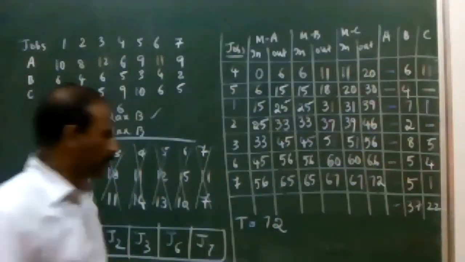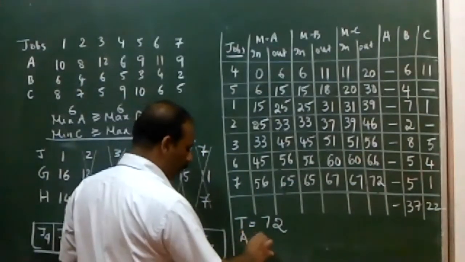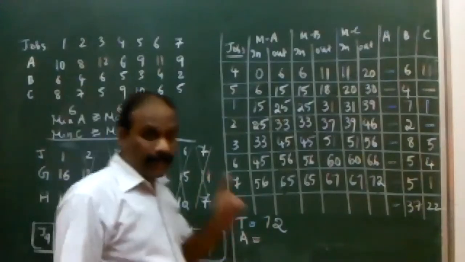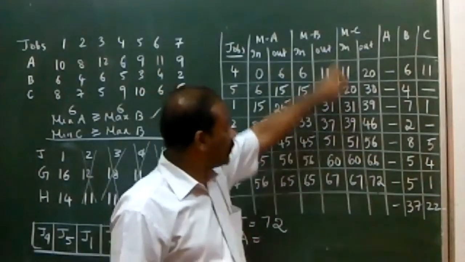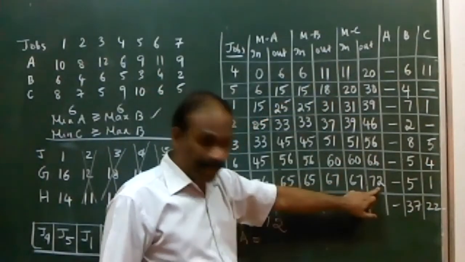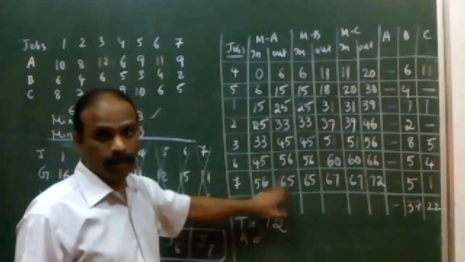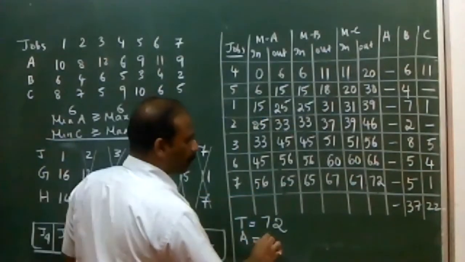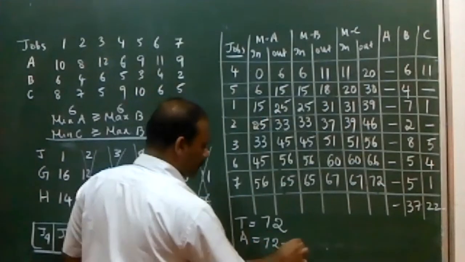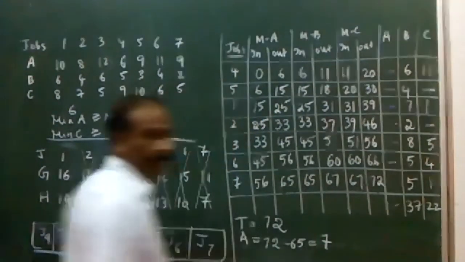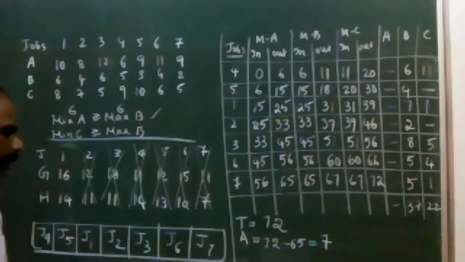Then we are supposed to calculate the idle time of A. How do you calculate the idle time of A? What is the formula? The time at which the last job on machine C completed minus the time at which the last job on machine A completed. Which is nothing but 72 minus 65. How much do you get? 7. So 7 is the answer for A.